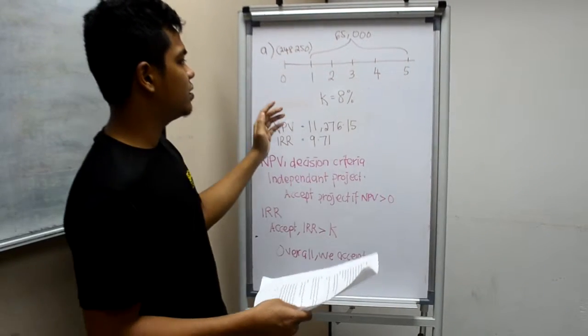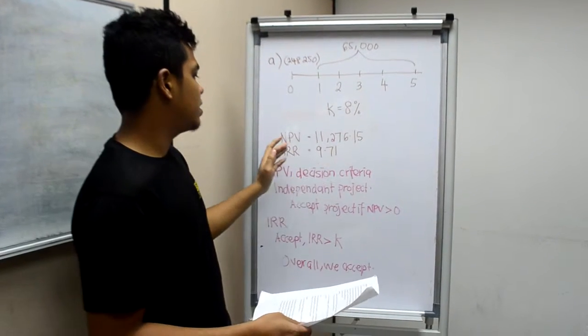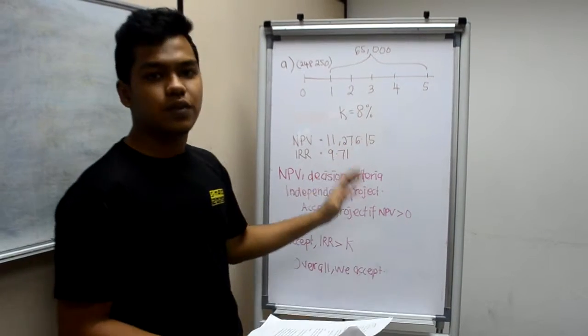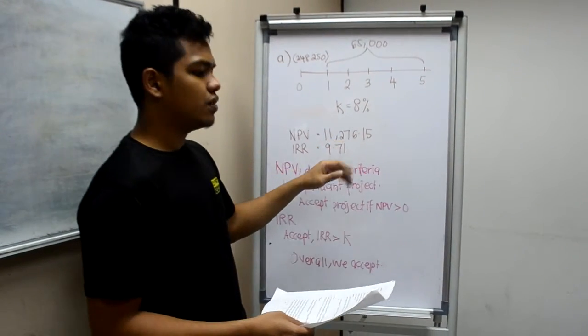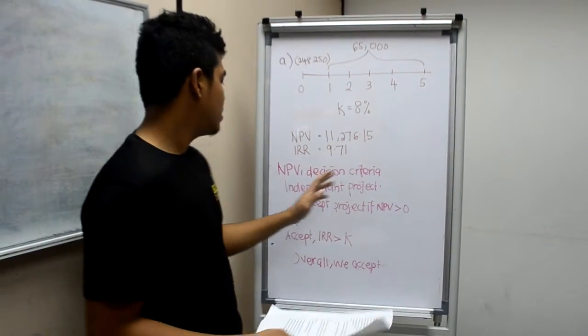From this information, we can find out the NPV, which is equal to 11,276 and 15 cents. And from the calculator, we can shift and get the IRR of 9.71.